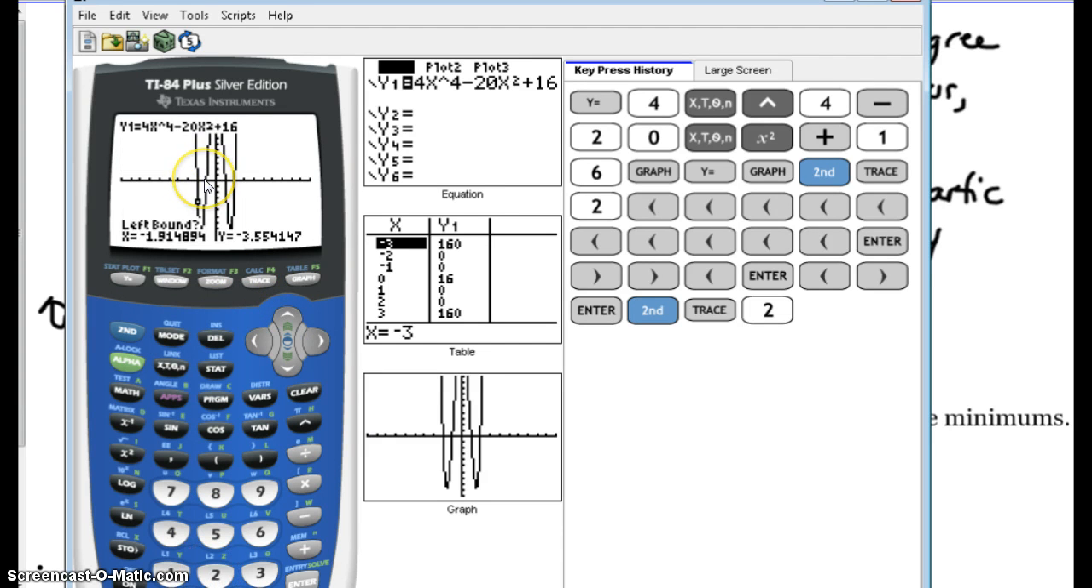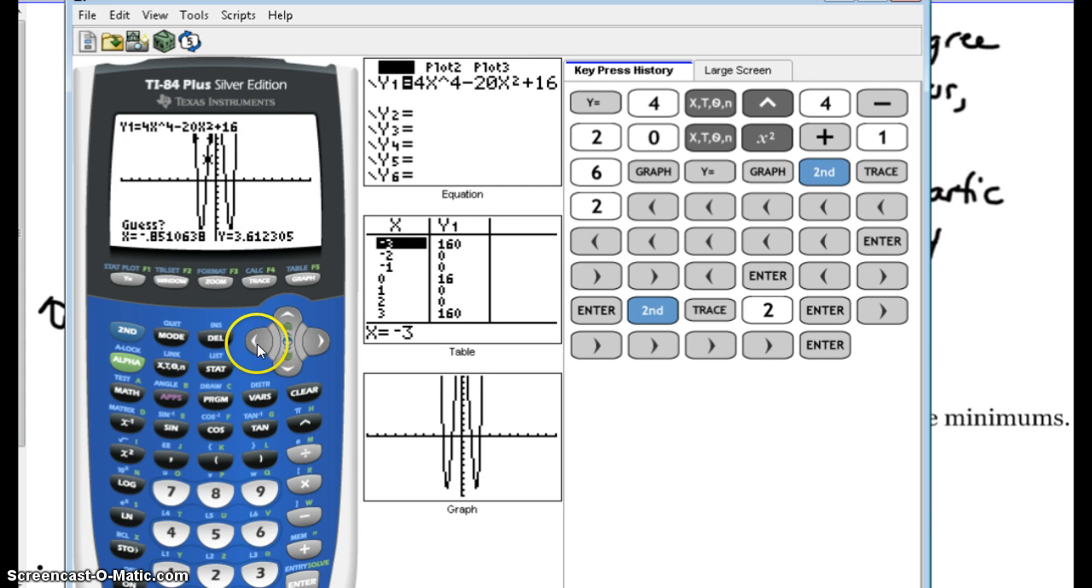For this one, remember the graph goes left to right, so the left bound would be below the zero, and the cursor's already there below it. Then we hit enter, and for the right bound we have to move past the zero, and hit enter. Then guess on the zero as close as you can and hit enter. This zero is -1, 0. So we'll write that down, and I want you to pause the video after you write that down and then find these 2 as well.